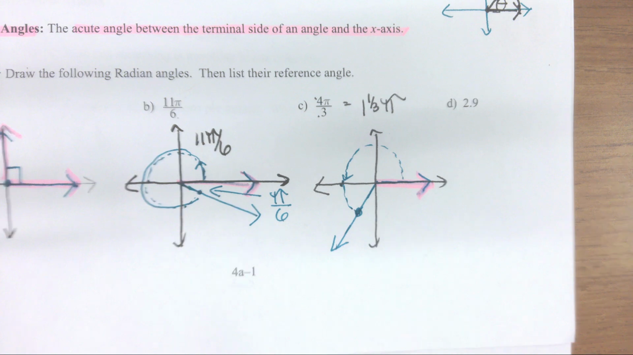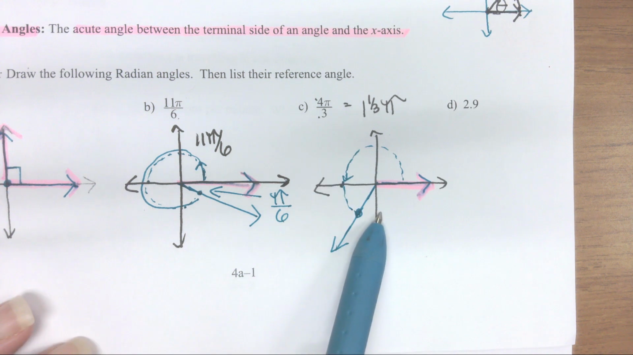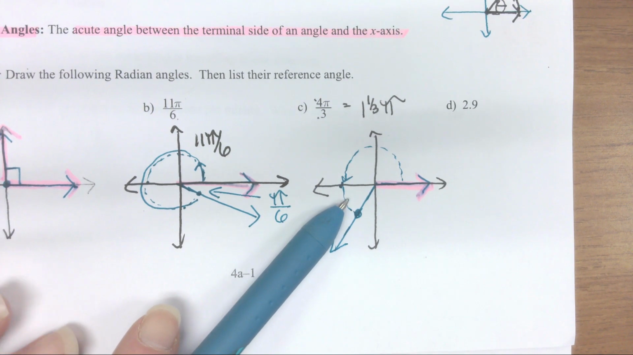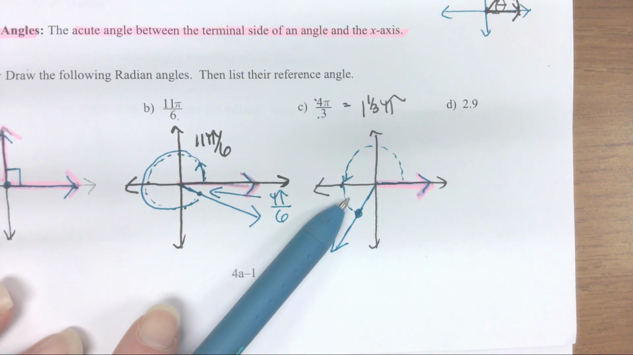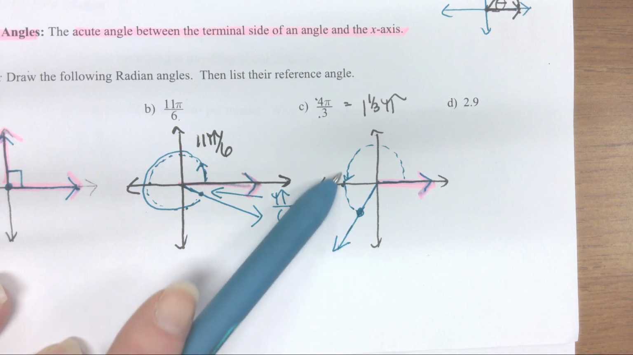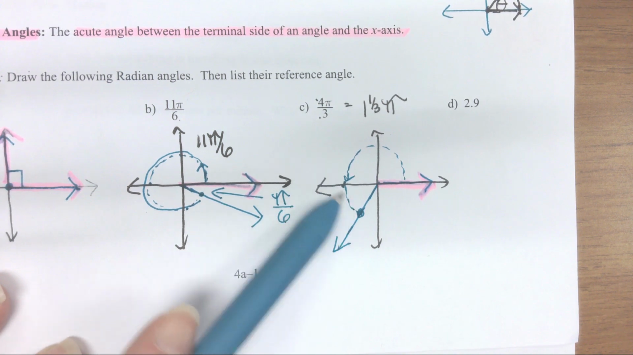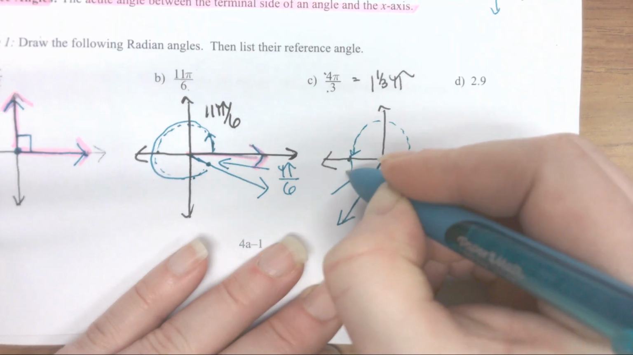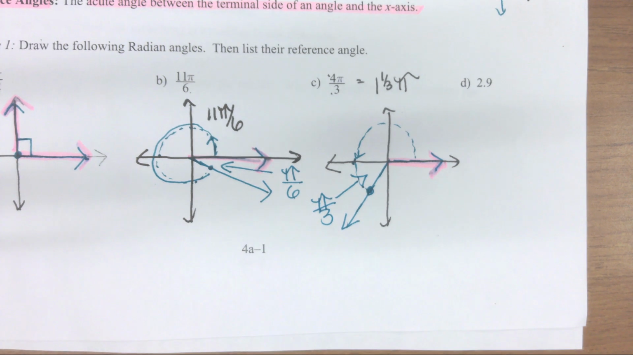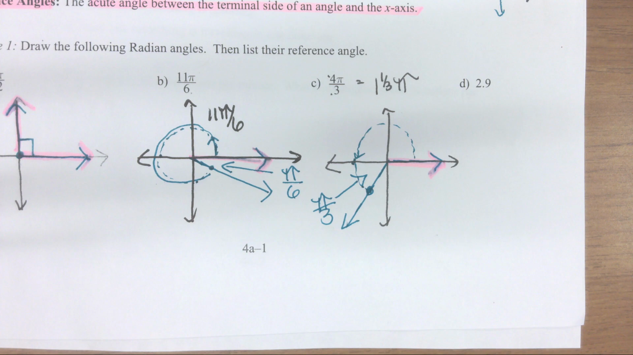I know you're trying to think of it in a different way. So if I went 1 1/3 pi, what's the closest angle with the x-axis? What's that in terms of pi? This is 1 pi. So how far is this? 1/3 pi. So the reference angle here would be 1/3 pi, or pi over 3.